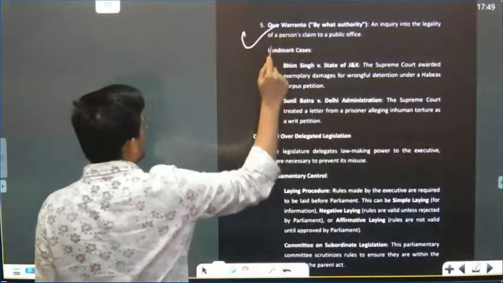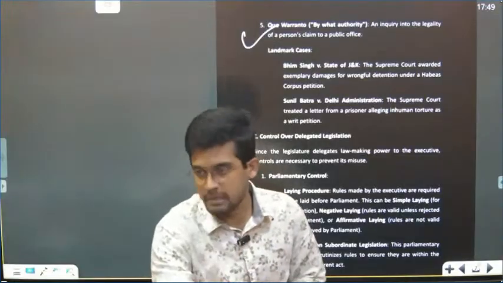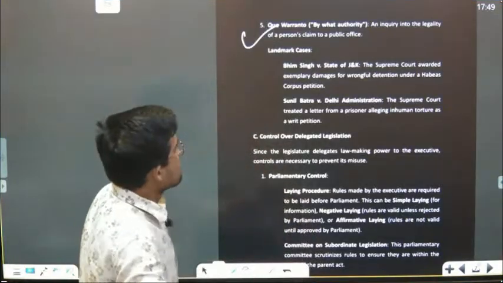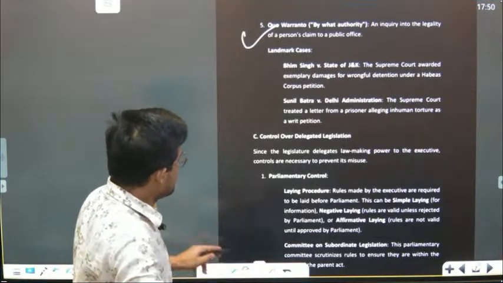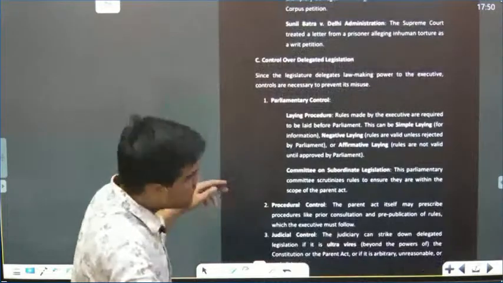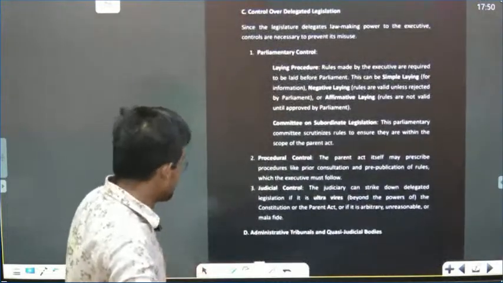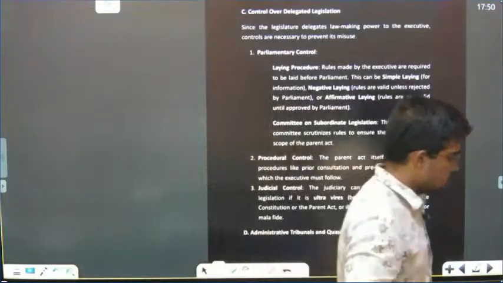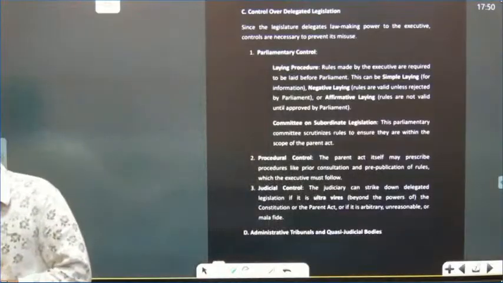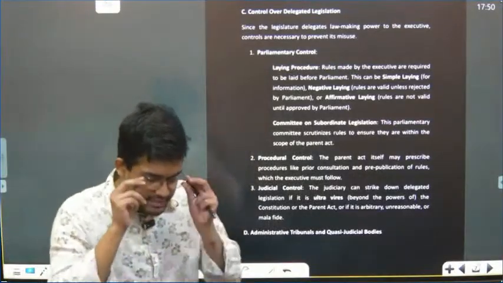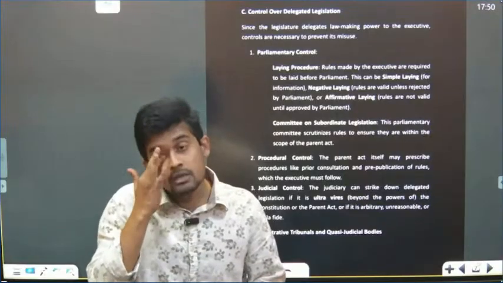Then quo warranto issues, that is, by what authority this particular public person has done this particular thing. I'll give some other cases to you in your notes, and I'll put in the details also, so you go through it. Conceptually, this is the thing, and the A.K. Kripak case is a very important case. I'll put the details of those cases in your notes. You go through it while writing answers. You can put those into it.